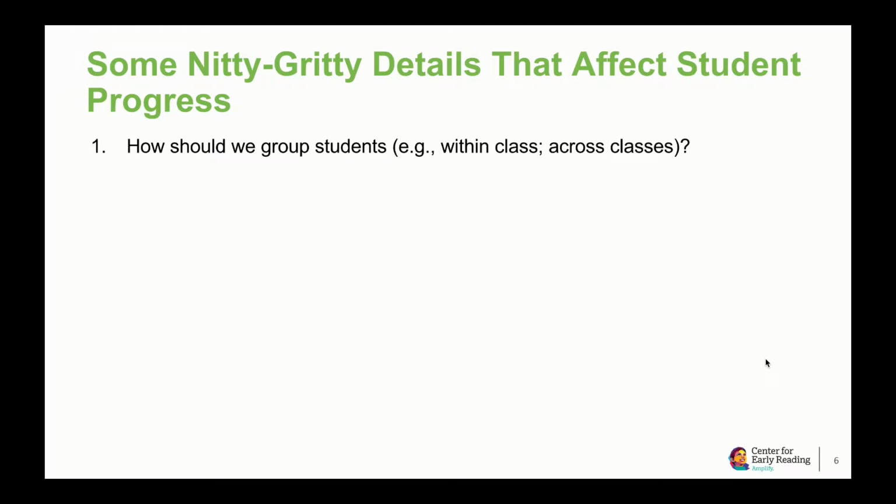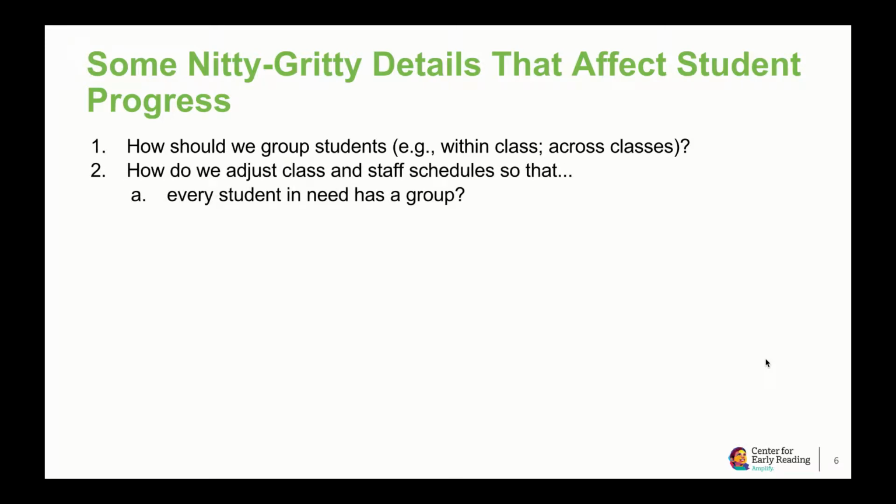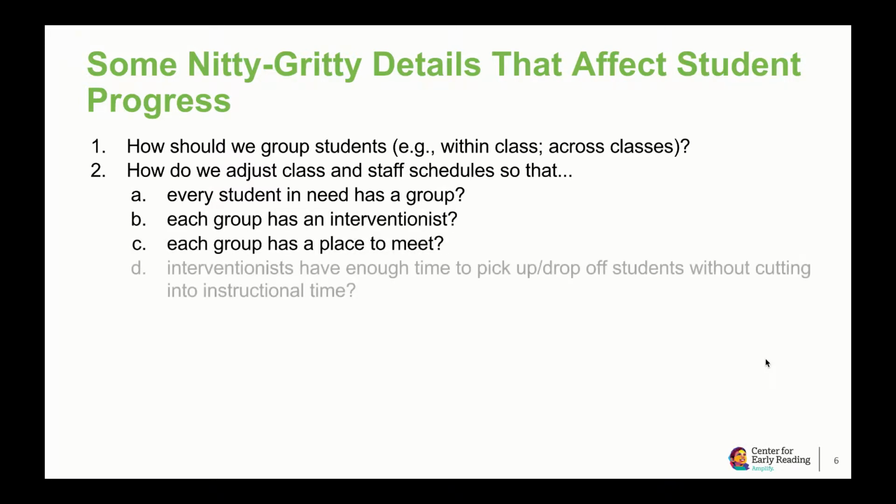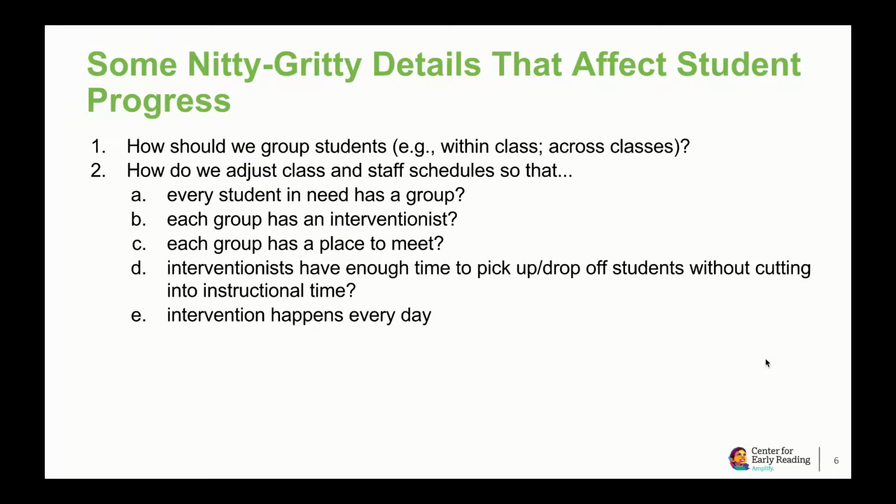How you choose to group, whether it's within class or across classes, might affect your ability to form homogeneous groups. How you adjust class and staff schedules will determine whether you serve every student in need and whether interventionists have enough time to pick up and drop off students without cutting into the 30 minutes of instructional time. Just 7 minutes of time lost to instruction translates to 25% less Burst instruction, so sweating the small stuff matters. Well, actually, the small stuff is really big stuff.